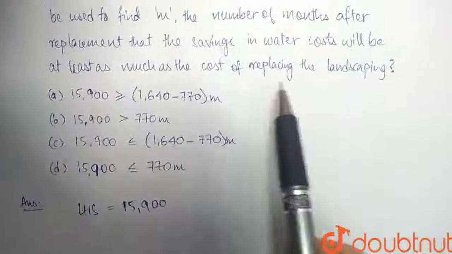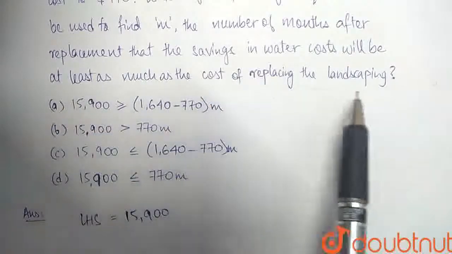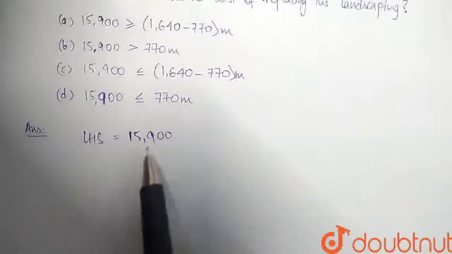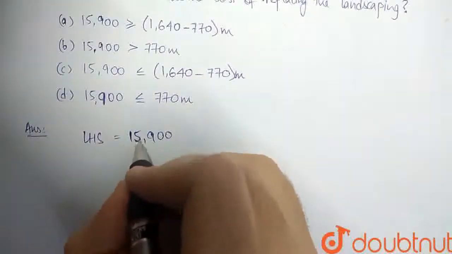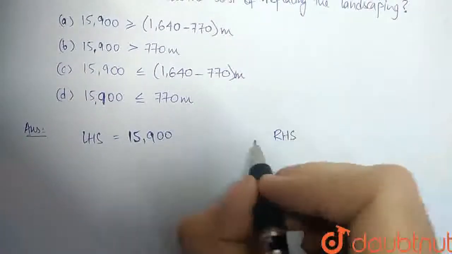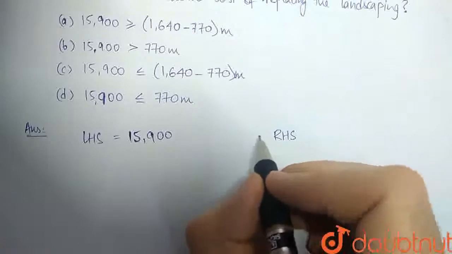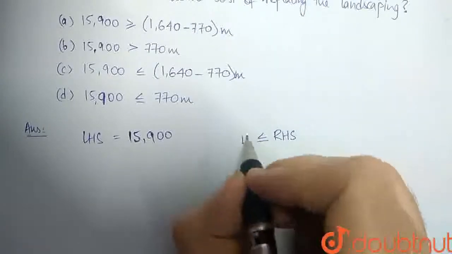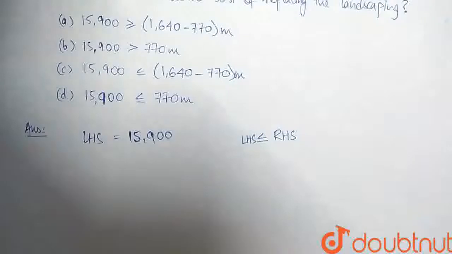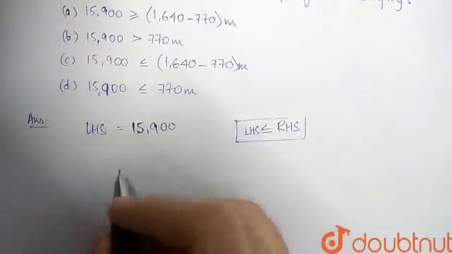So the savings must be at least this amount in order to break even, right? That is what is asked. Savings in water costs will be at least as much as the cost of replacing the landscaping. So the RHS must be at least equal to the LHS. RHS should be at least, which means greater than or equal to. So RHS is greater than or equal to LHS. So this is the format we'll have in our inequality.